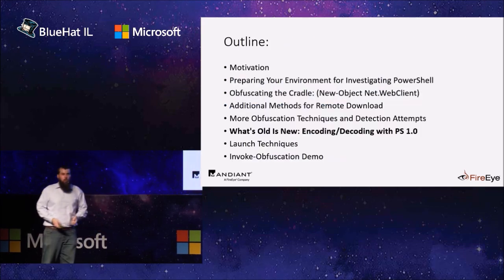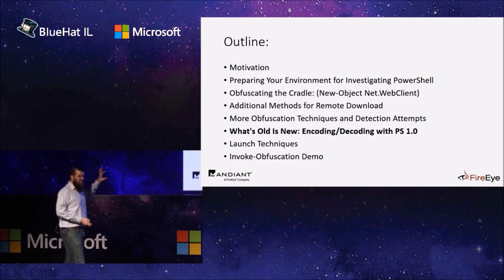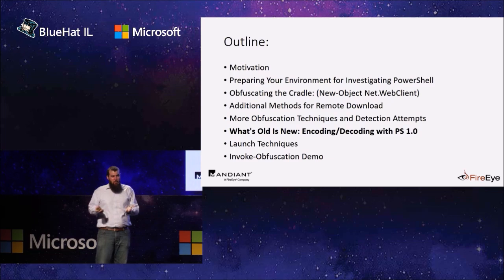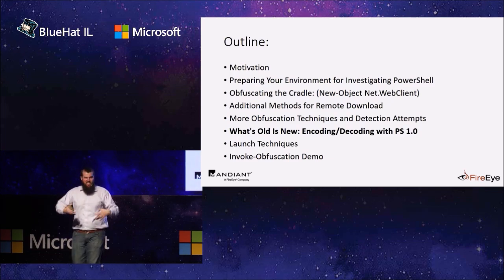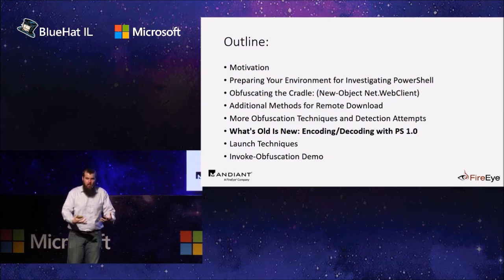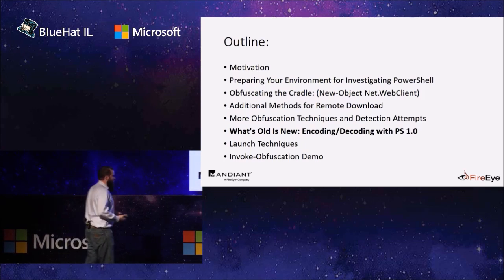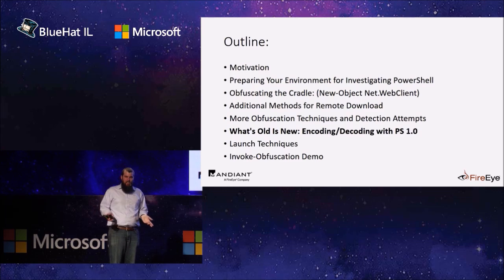All right, what's old is new: encoding, decoding. So this is all fun stuff. Maybe, hopefully, you find it interesting. This is mostly stuff that has just kind of been me being OCD in a lab and looking at all this stuff and reading a lot of TechNet articles and looking at blogs and forums and that kind of thing. What are attackers actually using up until this point?